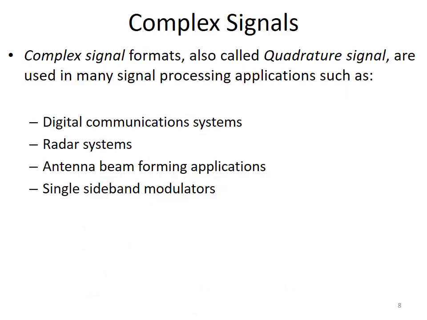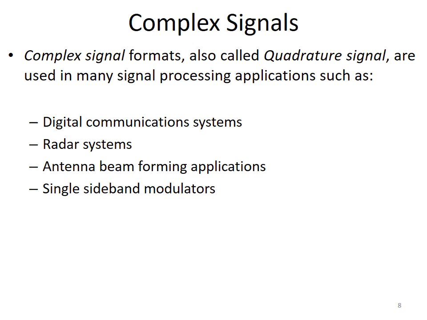So complex signals are also called quadrature signals, right? And they are used in many signal processing applications such as digital communication systems, radar systems, antenna beam forming applications, and modulation techniques. Different modulation techniques actually use complex or quadrature signal formats.